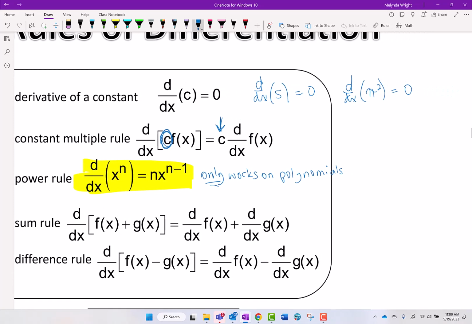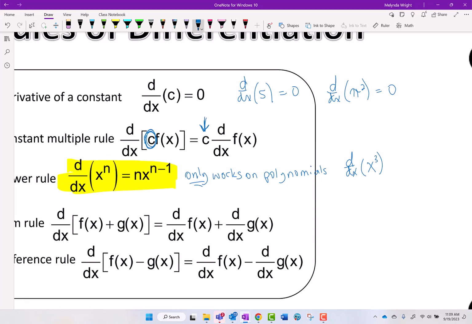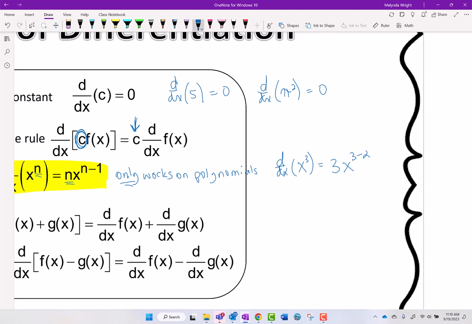So for example, if I want to do the derivative of, say, x cubed. What this formula says is I take the exponent and I bring it down in front of the variable. I copy the variable down, and then I subtract 1 from the exponent. So 3 minus 1. Then the derivative would actually be 3x squared. That's the power rule.